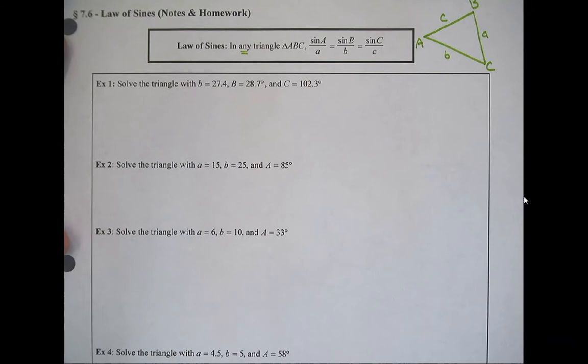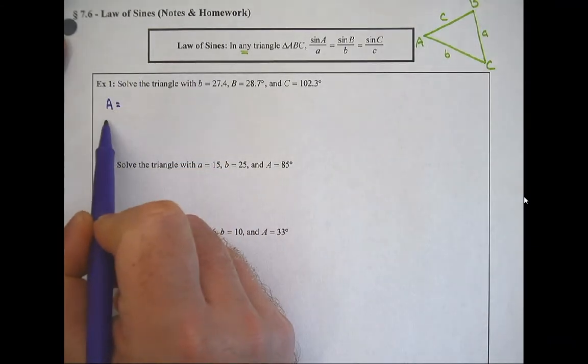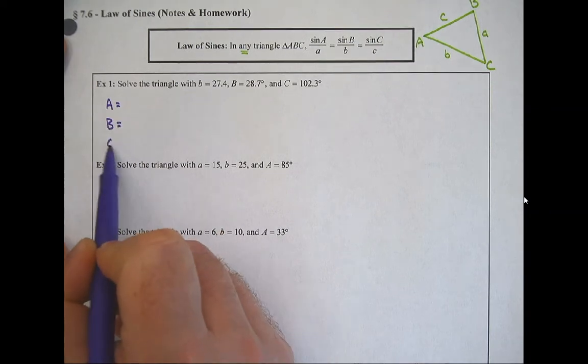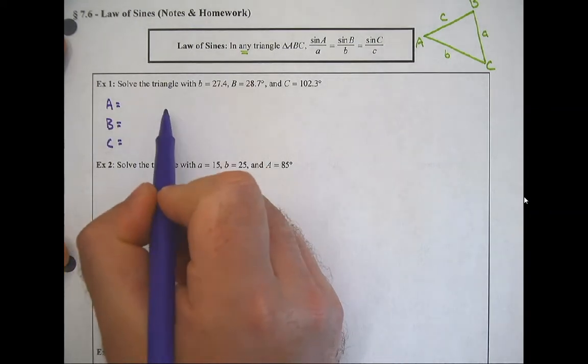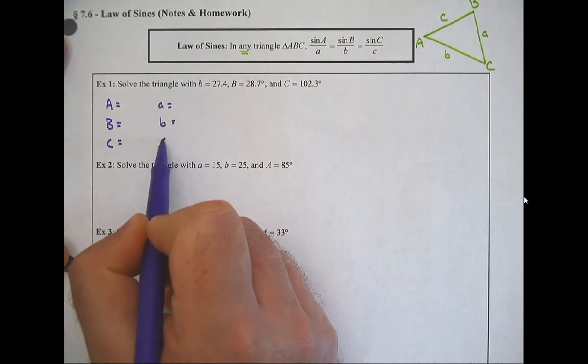big C. So solve the triangle with little b equal to 27.4, big B equal to 28.7, and big C equal to 102.3 degrees. So let's talk about this terminology. To solve a triangle means that you have to identify all sides and all angles. So let's make a little chart. Big A equals, big B equals, big C equals, little a equals, little b equals, and little c equals.